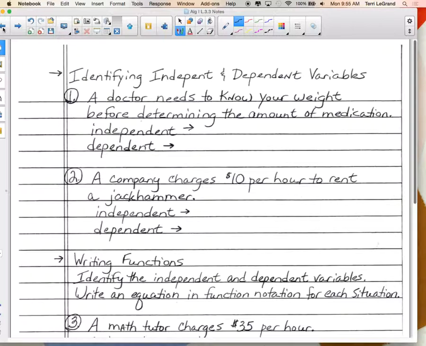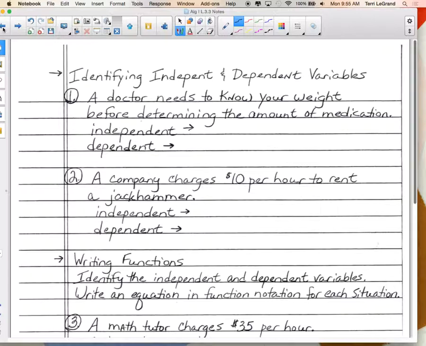Okay, so we have to think in the situation, which of the two things in the relationship would be in control. Okay, so a doctor needs to know your weight before determining the amount of medication. So what do you think we could say in that situation? Now, we're not writing an equation or anything. We are right now just practicing saying what's in control here and what would be the result because of it. So AJ, what do you think is the independent variable? The independent variable would be the weight.